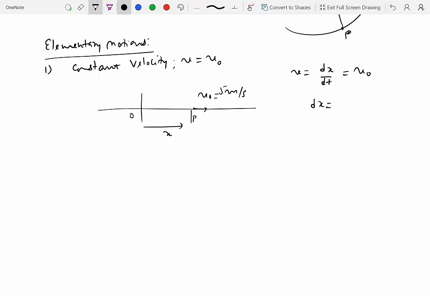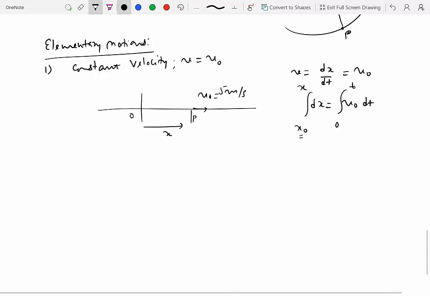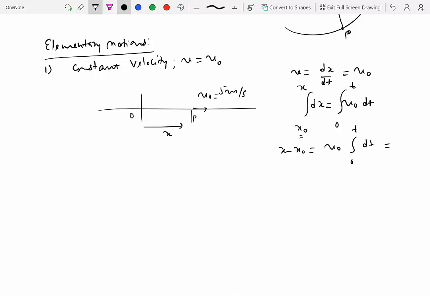In this case, it is easy to integrate this equation, right? Because I can take dt on the other side and integrate it, with time changing from 0 to t, and x changing from, let's say, the initial position x0 to x. What I'm saying is that at time t equal to 0, the particle p was at position x0, and we are interested in its position at time t. So x minus x0 would be equal to, since v0 is a constant, I can bring it outside of the integrand, and the integral of dt from 0 to t is nothing but v0 times t. So x is equal to x0 plus v0 times t.